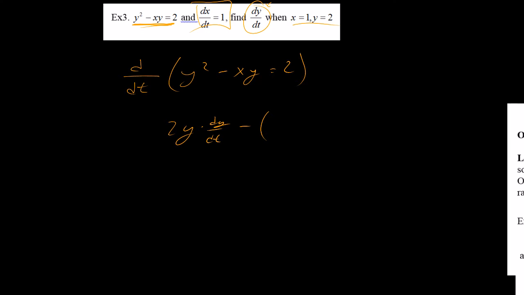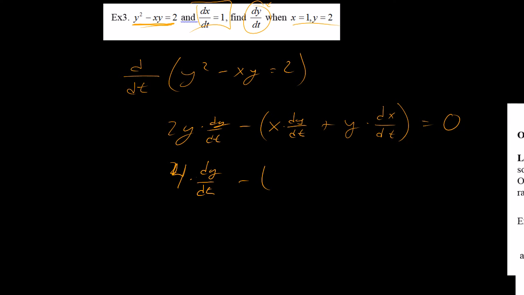Let's do first times the derivative of the second plus the second times the derivative of the first. And the derivative of 2 is 0. So now we just put in the information we know. We know y is 2, so we have 4 times dy/dt minus, we know x is 1 times dy/dt plus y is 2. dx/dt is 1, equals 0.